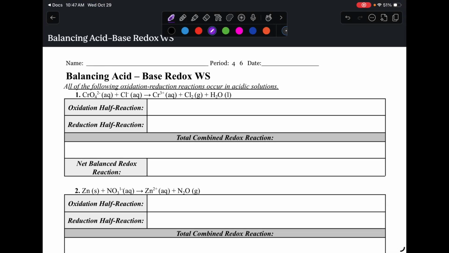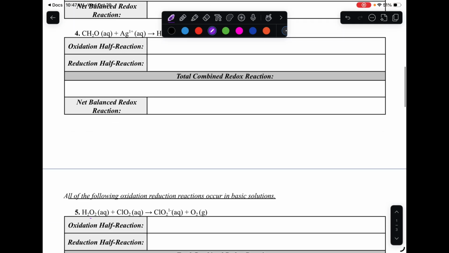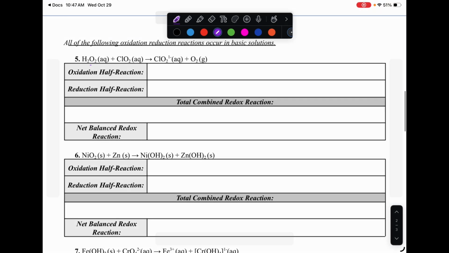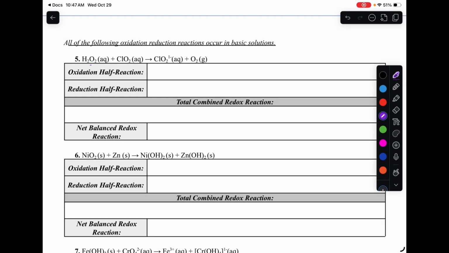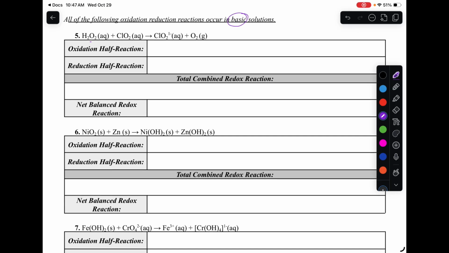Welcome to AP Chemistry, where we will practice balancing acid-base redox reactions. We're going to go down to the fifth problem here on this worksheet, where we are going to balance these redox reactions in basic solutions. So the first step is actually, all of the first few steps here are the same as when it's an acidic solution. It's just at the very end we have to do something different.